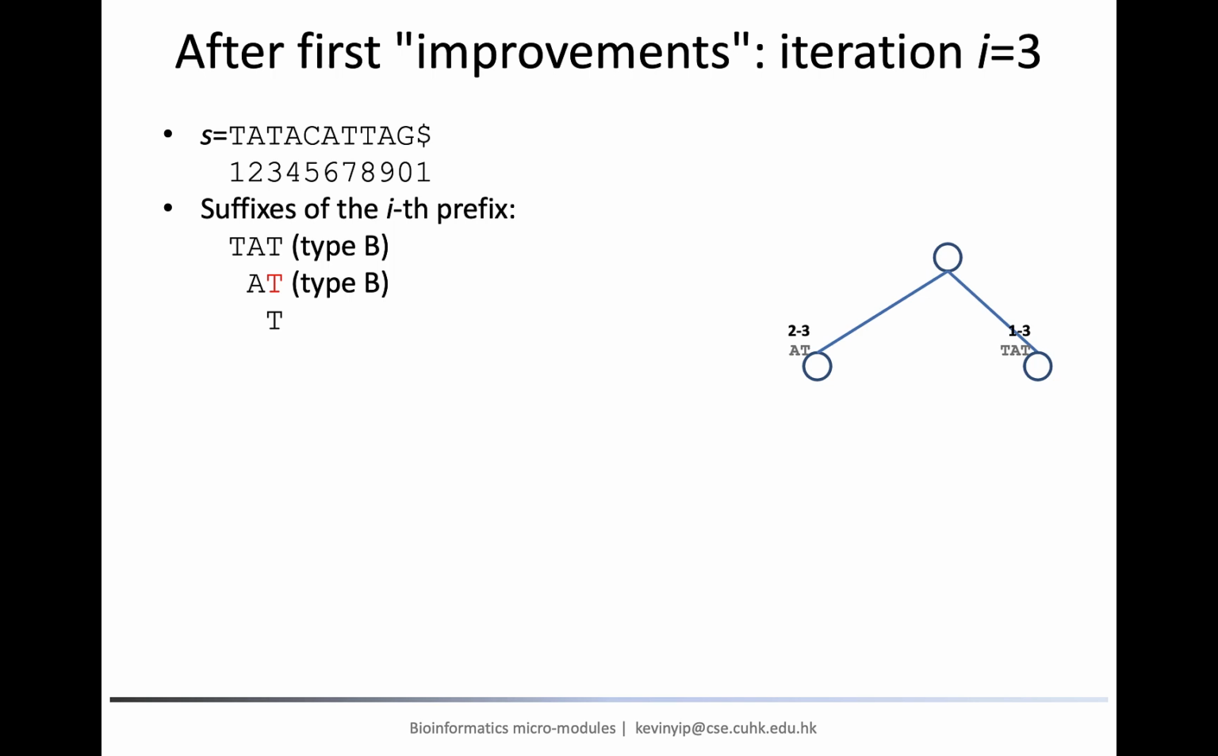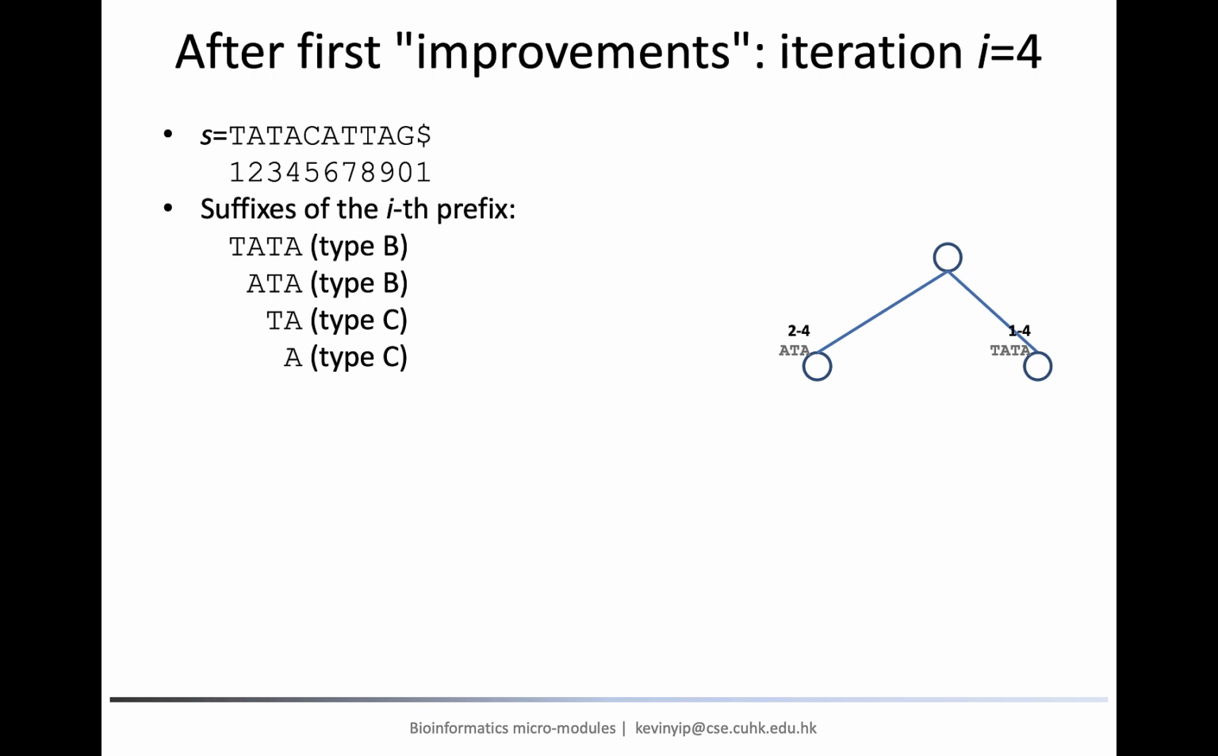Now we see a special case. For the involvement of this T in the third suffix, if we try inserting it into the tree, we notice that the right child of the root already has a label that starts with T. Therefore, we do not need to do anything, and this is called type C insertion. With this example, we have seen all three possible types of insertions.